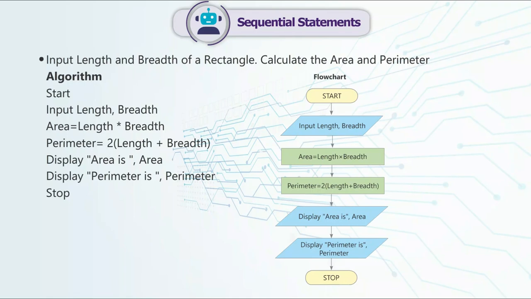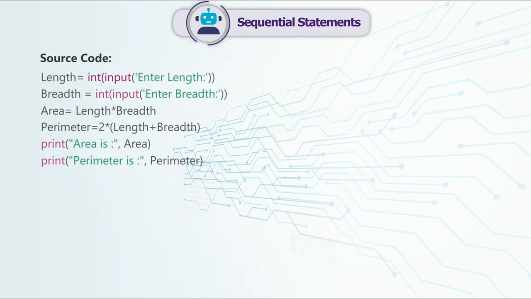Stop. Flowchart. Start. Input length, breadth. Area = length * breadth. Perimeter = 2 * (length + breadth). Display area is area. Display perimeter is perimeter. Stop. Source code.